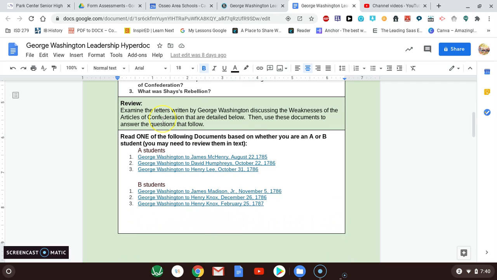All right. So you're going to be divided up based on your A or B students and what you're going to read. So everybody who's an A student will be in class on Wednesday. You're going to read these 3 documents. If you're a B student, when you're in class, you're going to read these 3 documents.